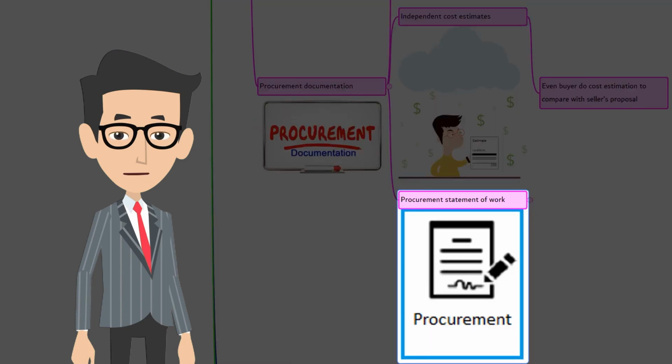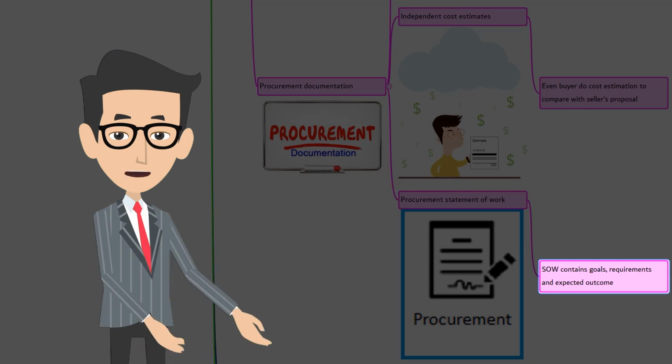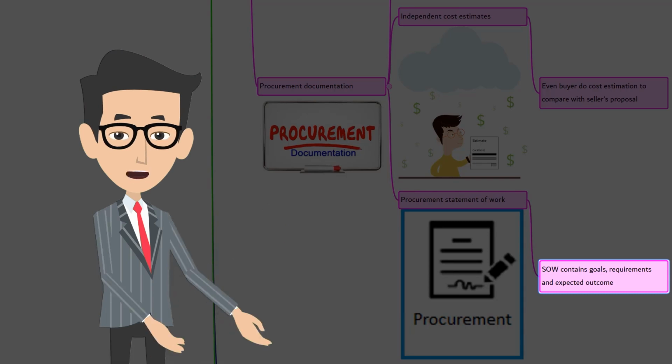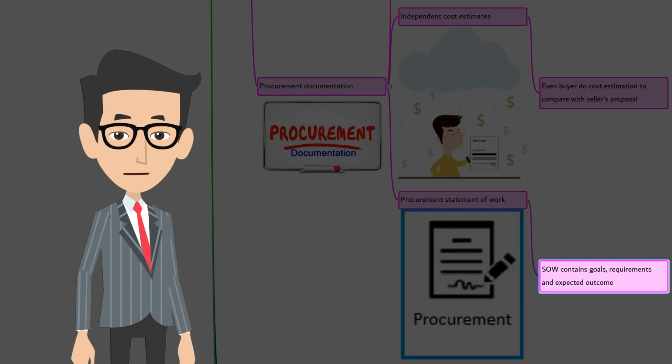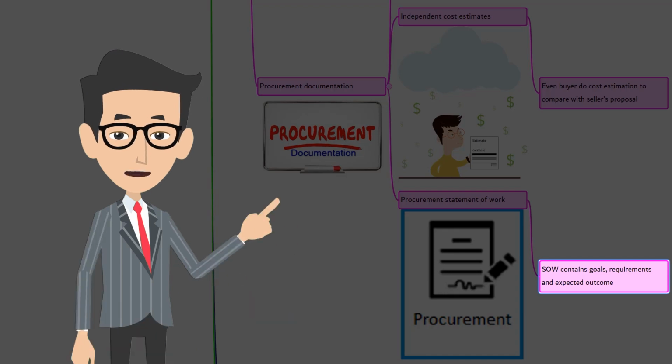Procurement statement of work. The procurement statement of work, SOW, provides the goals, requirements, and the expected outcome to the seller. The sellers are expected to share the documents in the common format framed by buyers so that the most eligible sellers can be selected by comparing.